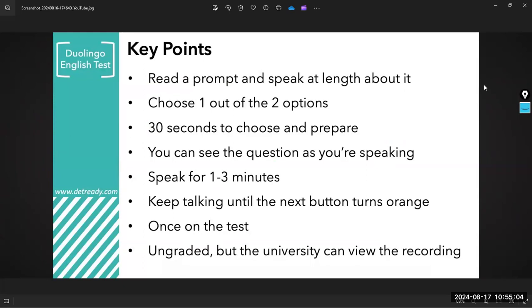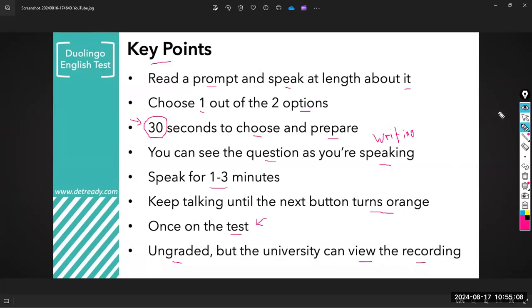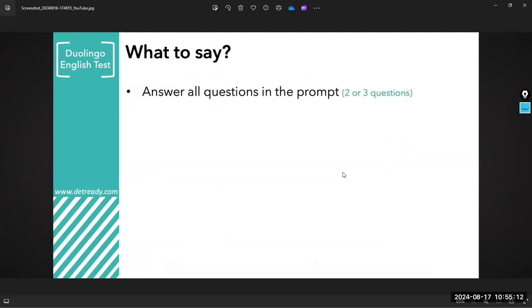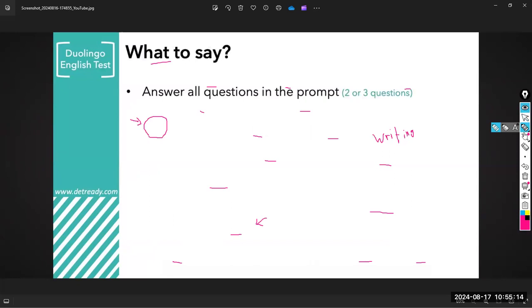But the university can view your recording and can read your writing sample. So it is the same as the writing sample. In the writing sample, I have to answer all the questions in the prompt. I have to write the answers of all the questions. But in the speaking sample, I have to speak all the answers about the questions that we have in the prompt.